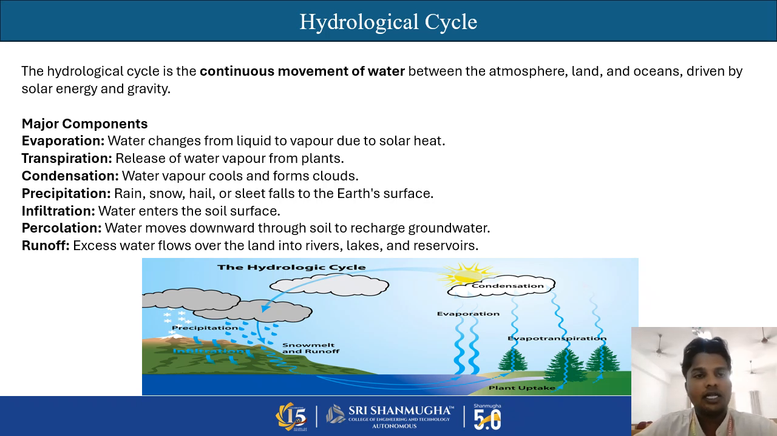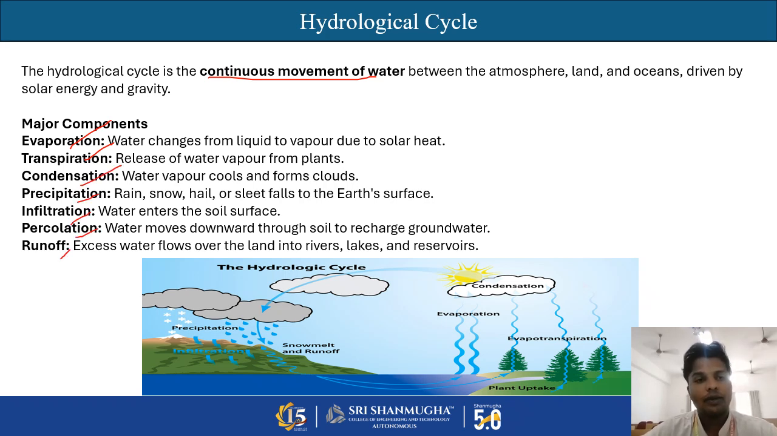So next one is the hydrological cycle. It's nothing but a continuous movement of water between the atmosphere, land, and oceans, driven by solar energy and gravity. So the major components of the hydrological cycle are evaporation, transpiration, condensation, precipitation, infiltration, percolation, and runoff.